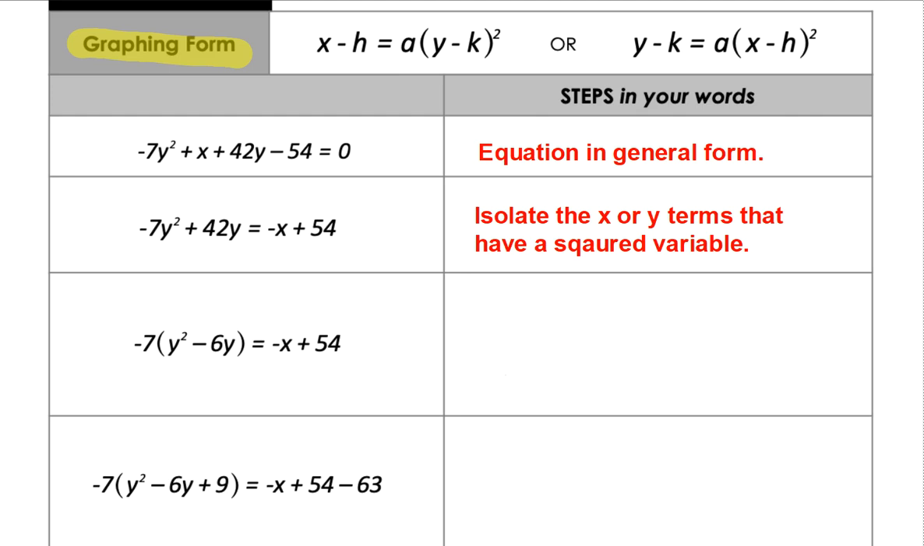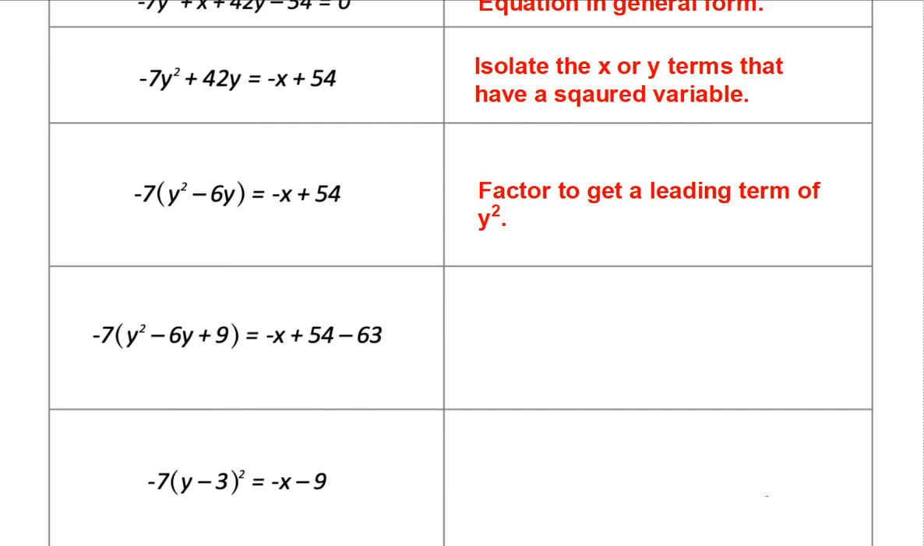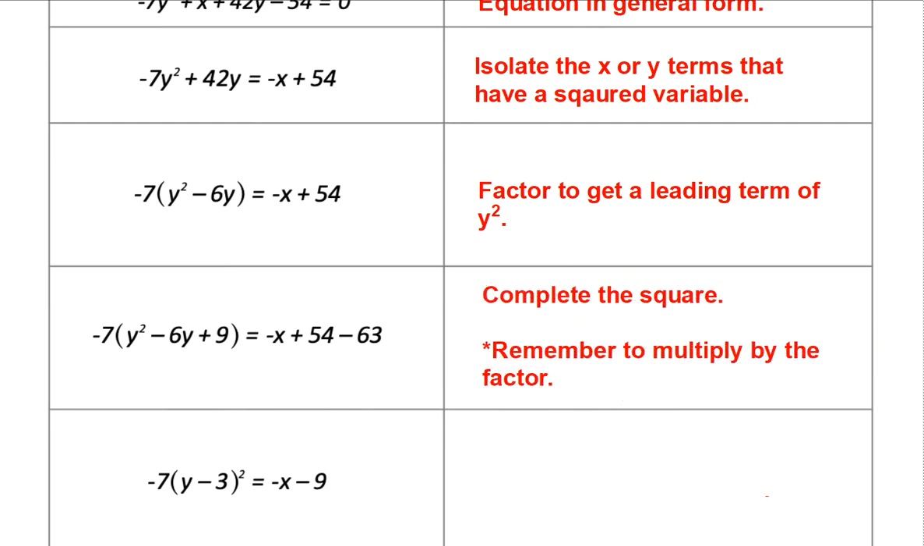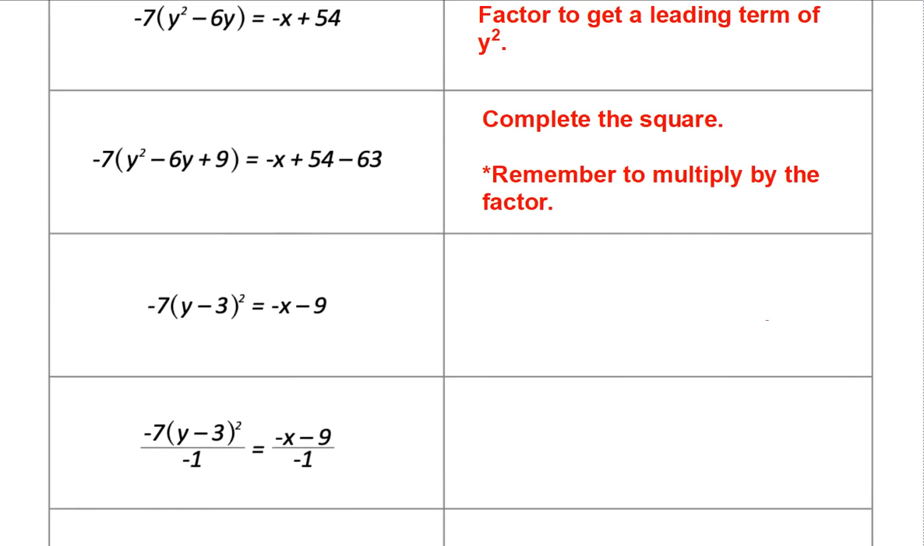So once we've done that, we can see that we are getting rid of that coefficient again. So we're going to factor to get that leading term of y squared in the parentheses. And then we can tell by adding that 9 and then the -63, we have completed the square on both sides, remembering that when we're adding 9, we're adding -7 times 9, so that's where that -63 is coming from. Once we've completed the square, we can factor that completed square trinomial into a perfect square binomial.